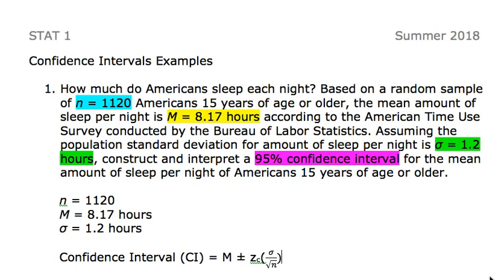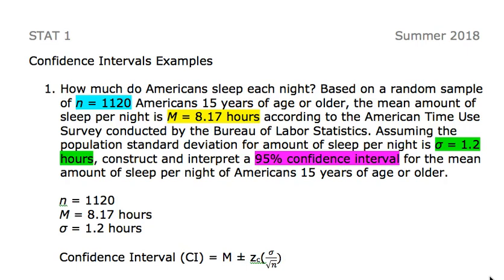Based on a random sample of n equal to 1,120 Americans, 15 years of age or older, the mean amount of sleep per night is sample mean M equal to 8.17 hours according to the American Time Use Survey conducted by the BLS or Bureau of Labor Statistics. Assuming the population standard deviation for amount of sleep per night is sigma equal to 1.2 hours, construct and interpret a 95% confidence interval for the mean amount of sleep per night of Americans 15 years of age or older.